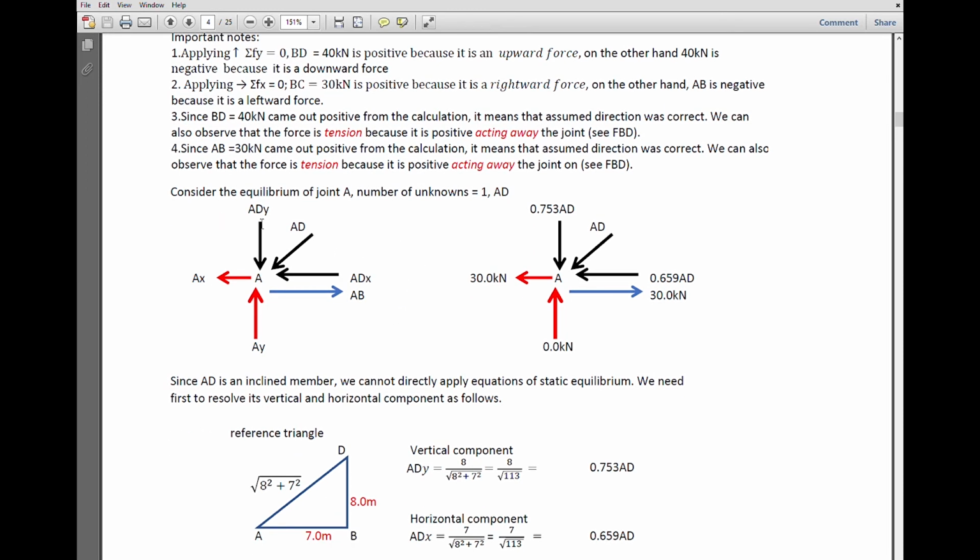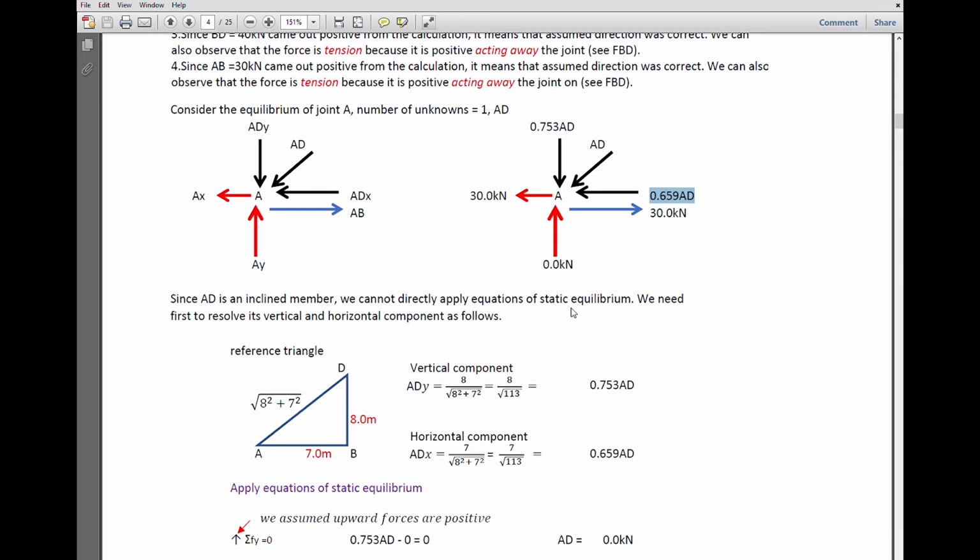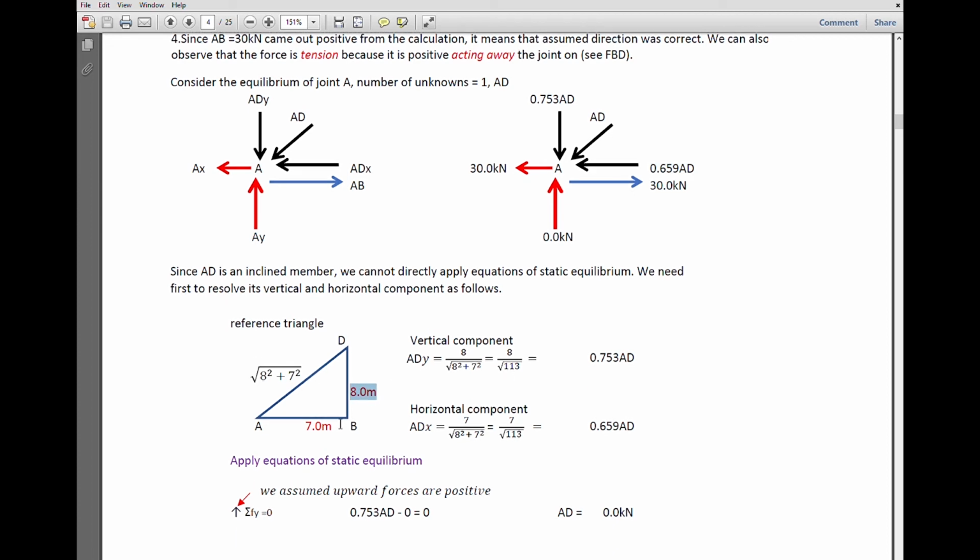Okay, so dito guys, sinolve na natin yan. So, replace na natin yung horizontal and vertical component ng AD. So, paano ba natin nakuha yun? So, ito yung member AD. So, yung dimension natin is 8 meters yung height. Yung namang base length, yung distance niya sa horizontal direction, that is 7 meters. So, yung distance na ito, guys, that is equal to square root of 113.